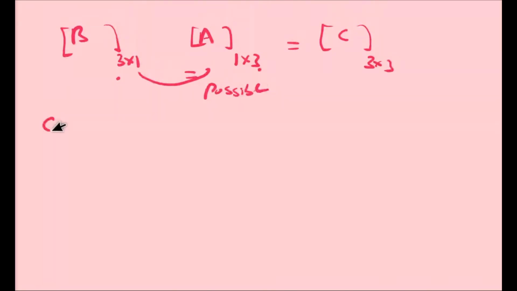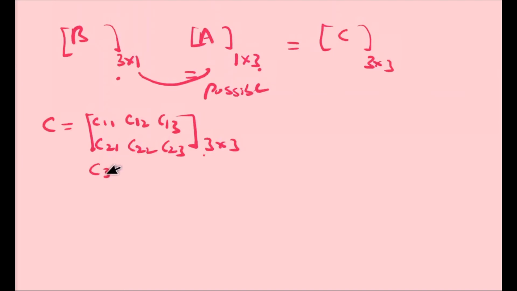So we can write about C that it is of order 3 into 3, meaning C11, C12, C13 in the first row, then second row C21, C22, C23, and C31, C32, C33 in the third row. Right? So now, what is the value of C11?